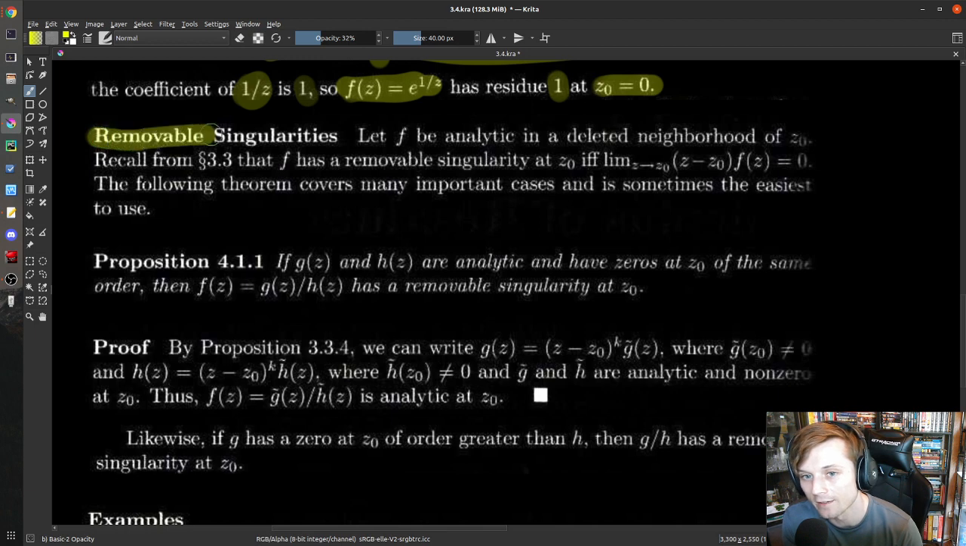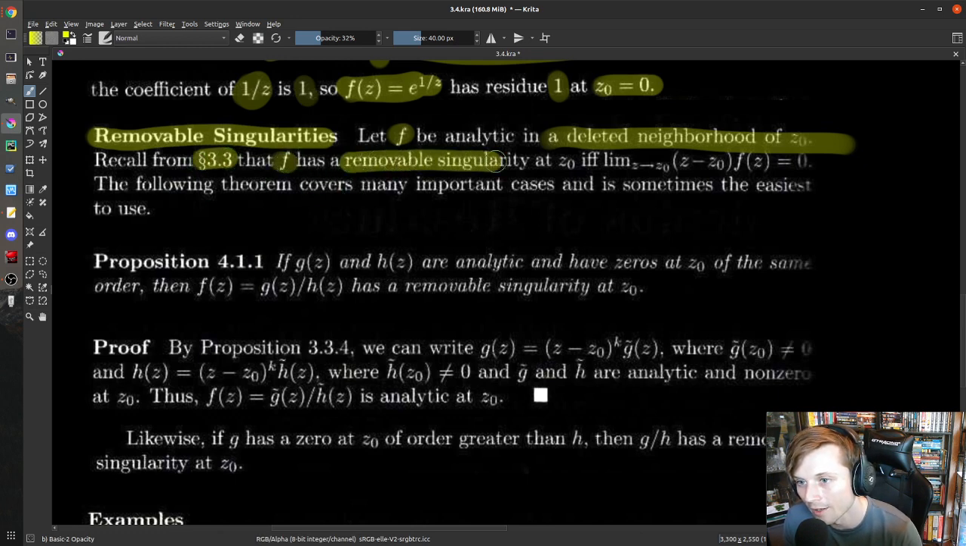All right, the easiest case is with removable singularities. If f is analytic on a deleted neighborhood of z naught, from section 3.3 we can recall that f has a removable singularity at z naught if and only if the limit as z goes to z naught of the quantity z minus z naught times f of z is equal to 0. So that tells us when we have a removable singularity. It means we can just get rid of it and not have to worry so much. The following theorem will cover a lot of situations and pretty much give us most of what we need today.